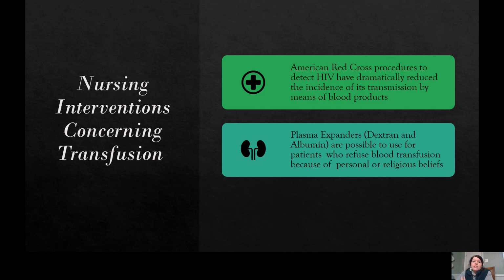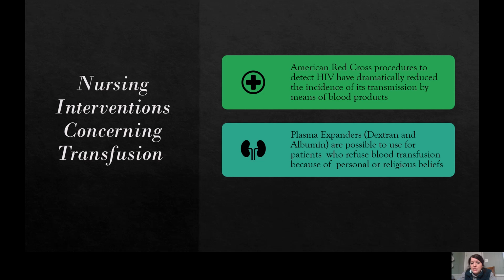So here to your nursing interventions and concerns regarding transfusion. American Red Cross procedures to detect HIV have dramatically reduced the incidence of its transmission by means of blood products. So that used to be a really, really huge problem. Years ago, they didn't screen blood the way that they do now. So it's like, I need blood to save my life, but I may contract HIV or I may contract Hep C in the process. And so that's where a lot of that fear comes from for people who don't want to receive blood. But procedures have dramatically reduced that incidence.